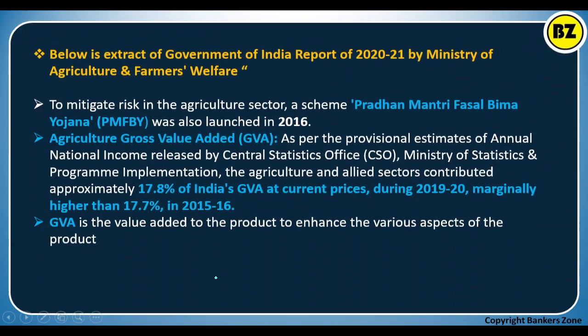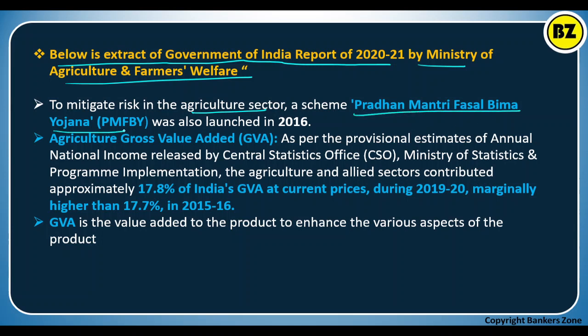Now see, below is an extract of the Government of India Report 2020 by the Ministry of Agriculture and Farmers Welfare. So what is that extract? See, to mitigate the risk in the agriculture sector, the scheme called Pradhan Mantri Fasal Bima Yojana (PMFBY) was launched in 2016. You all are very much aware. We are implementing that scheme in our banks, right? So just remember the name and the year of launch. And remember the purpose: to mitigate the risk in the agriculture sector.